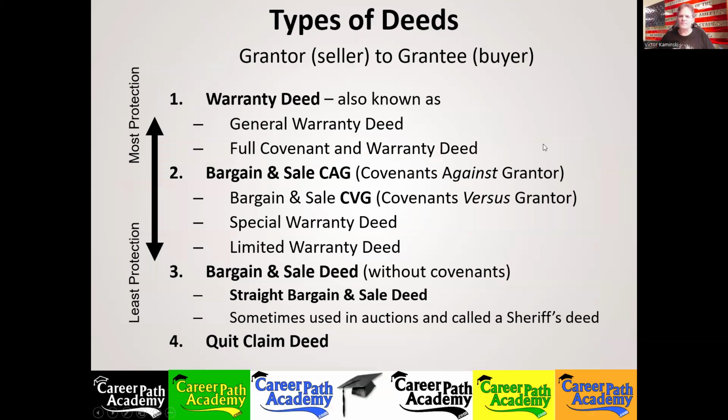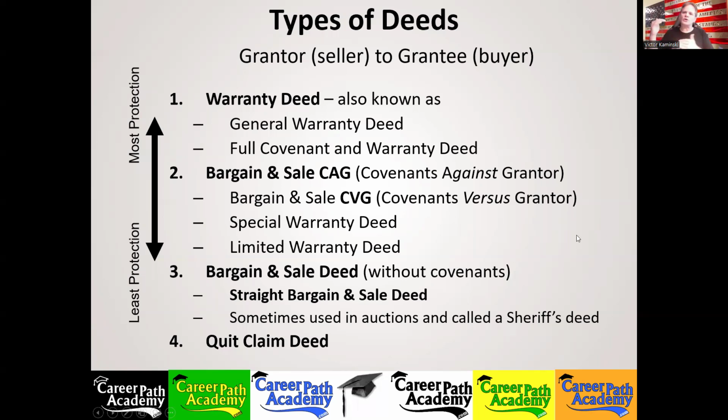So this is a little bit neater than what you see written in the book. And I also have written the different names that some of these deeds go by. A warranty deed is also known as a general warranty deed or a full covenant and warranty deed. That's the type of deed that offers the most protection of any deeds. The bargain and sale, CAG, that stands for Covenants Against Grantor's Acts. It could also be known as CVG, Covenants versus Grantors. What's the difference? There isn't any.